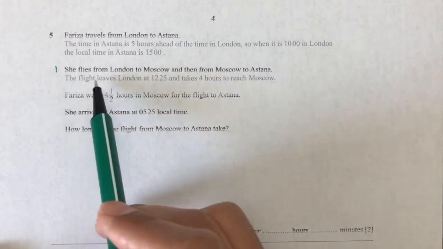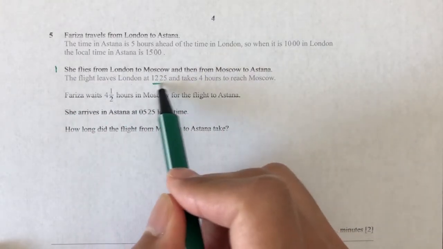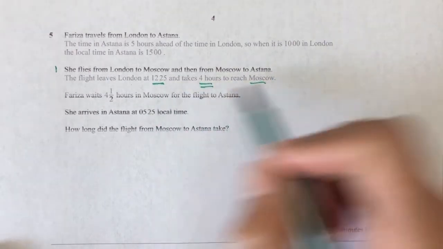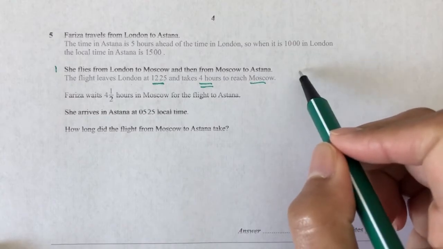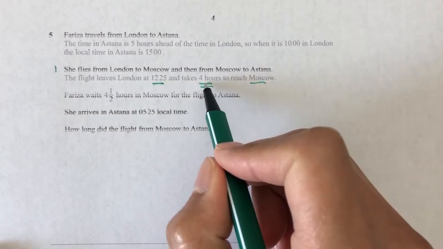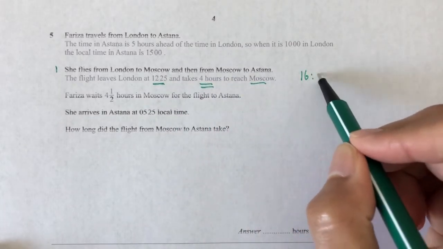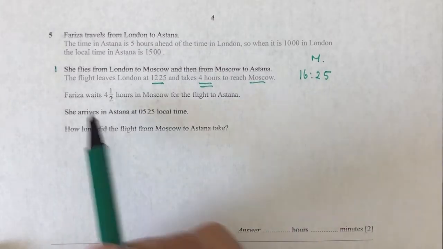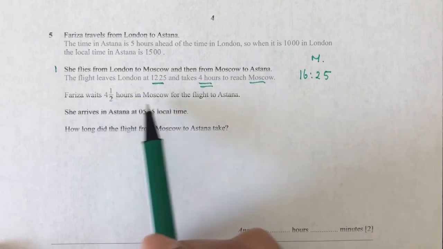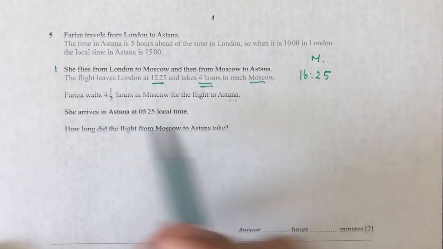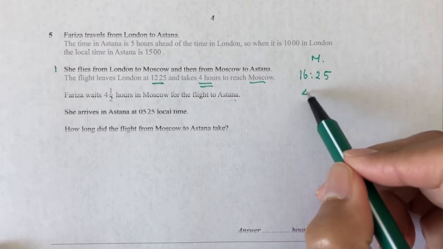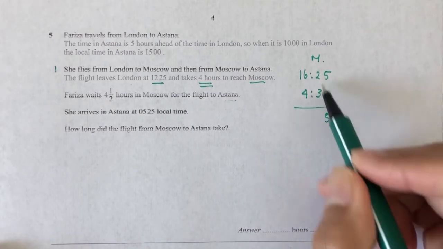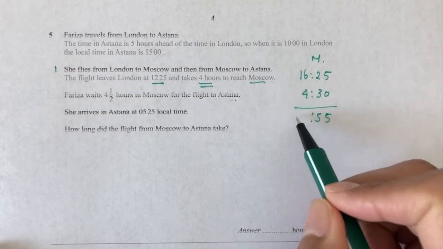The flight leaves London at 12:25. It takes 4 hours to reach Moscow. So what is the time she reached Moscow? The time she reached Moscow will be 12:25 plus 4 hours, which is 16:25. That's the time she reached Moscow. Okay. So Fariza waits 4 hours and a half in Moscow for the flight to Astana. So she waits 4 hours and a half, which is 4 hours 30. That will be 20:55.